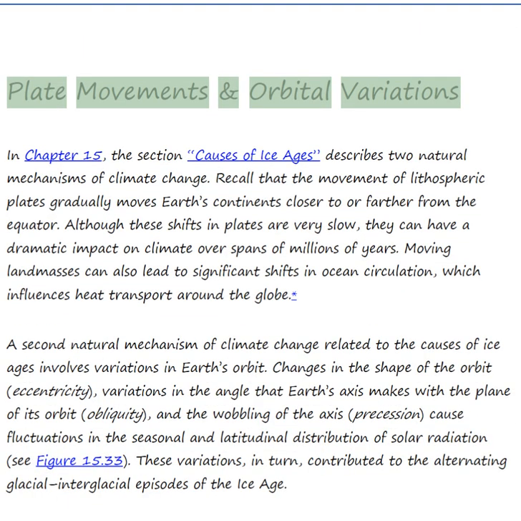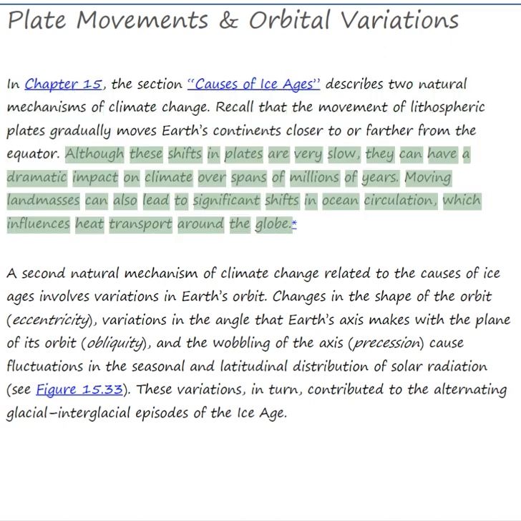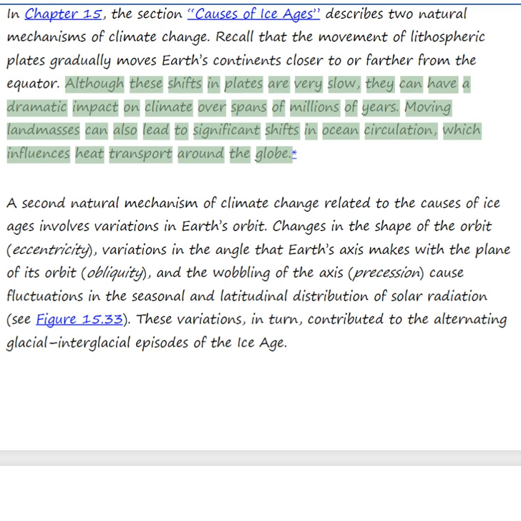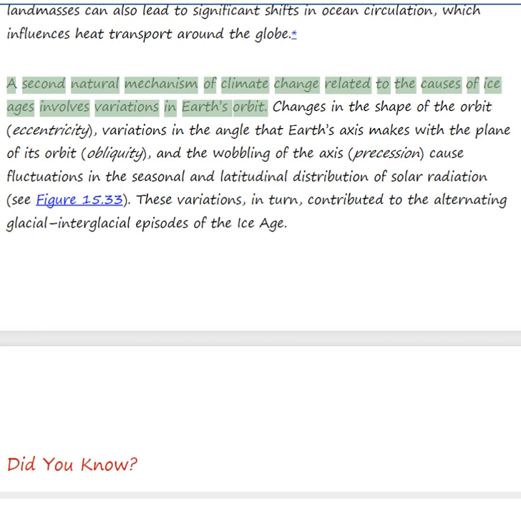Plate movements and orbital variations. In Chapter 15, the section Causes of Ice Ages describes two natural mechanisms of climate change. Recall that the movement of lithospheric plates gradually moves Earth's continents closer to or farther from the equator. Although these shifts in plates are very slow, they can have a dramatic impact on climate over spans of millions of years. Moving land masses can also lead to significant shifts in ocean circulation, which influences heat transport around the globe. A second natural mechanism of climate change related to the causes of ice ages involves variations in Earth's orbit.